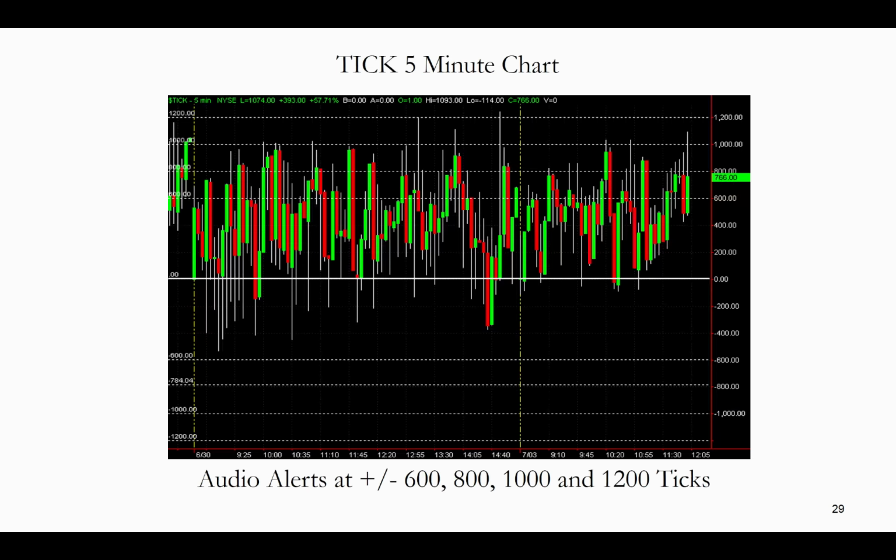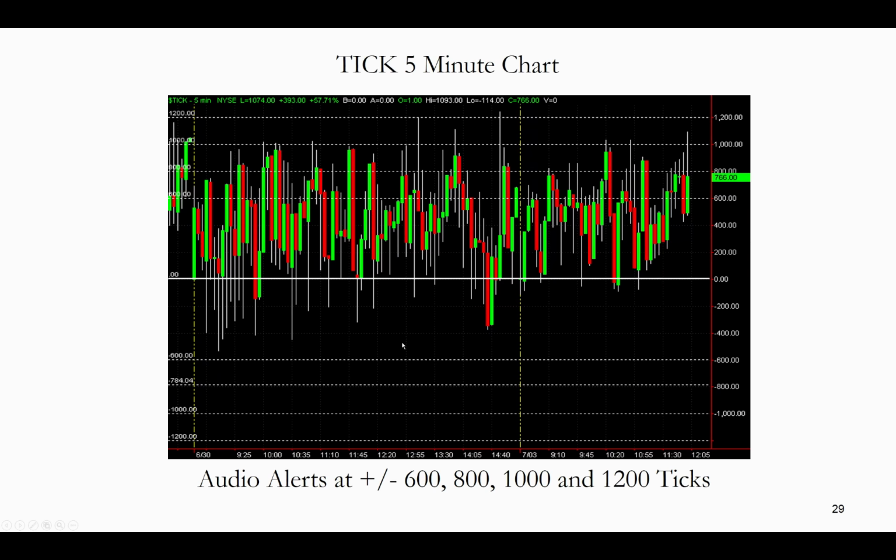Another thing that I like to do is to use audio alerts. I have found that putting audio alerts at plus and minus 600 can get a little annoying. I have 3 young children. If you've ever had young children ask you lots and lots of questions over and over again, that's what it's like to have audio alerts on plus or minus 600, because it can get hit quite a bit. So I actually move mine to plus 1,000 or minus 1,000. That's when I want to start really paying attention to what's going on in the ticks.